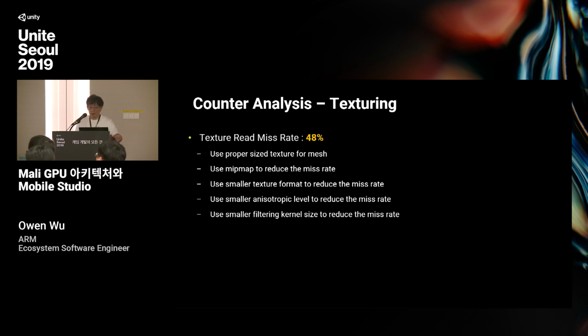And the texture read cache miss rate is about 48%. If you want to improve the cache hit rate, there are a few suggestions. First, you can use a proper size texture for the mesh. Do not use a big texture on a small mesh. You should use mipmap whenever it's possible, and use a smaller texture format like ASTC, and use a smaller anisotropic level. And when you do a blur effect, maybe use a smaller filter kernel size in the shader.